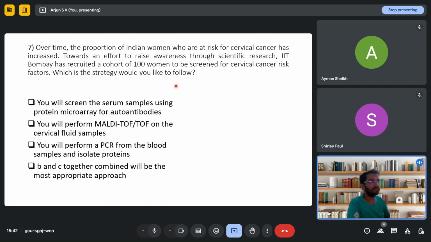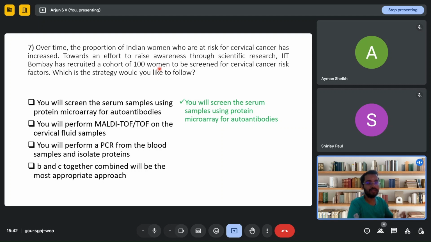So I'll go on to explain the answer. Since it is 100 women, you don't know what sample volume you will be getting, and you also need a platform in which you can study all the 100 samples at once. So it's best to go with protein microarray. The answer is you will screen the serum samples using protein microarray for autoantibodies.